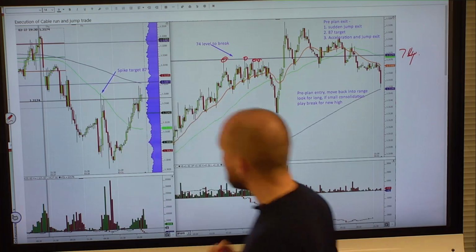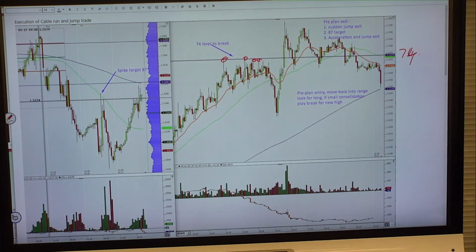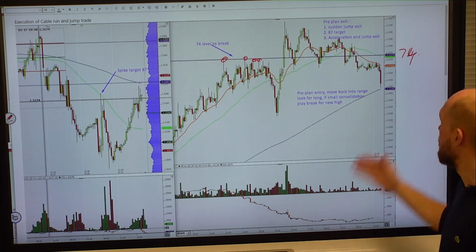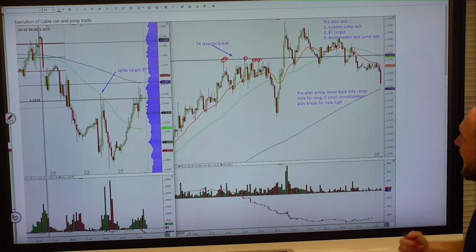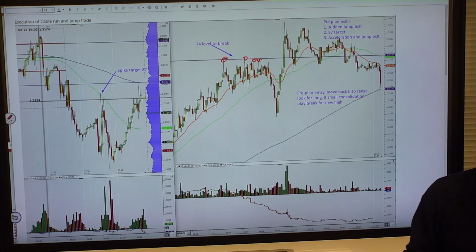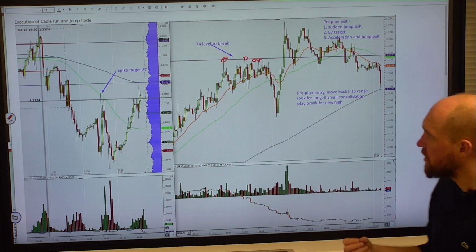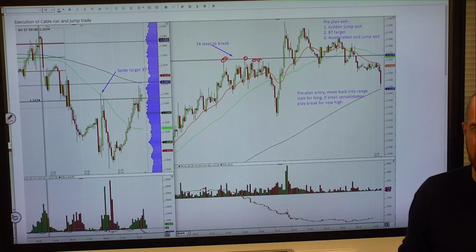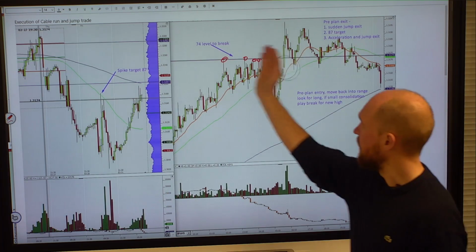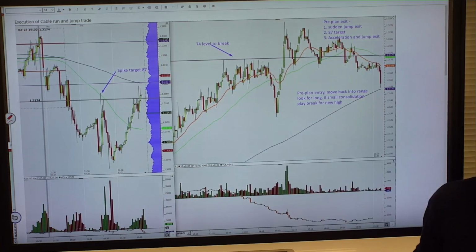So what I'm looking at with this is not just to point out, oh look at it, it went through the level. It's more about how do you plan for this trade, how do you execute this trade, and what are you looking for when you do execute it. So looking at the process to execute trades.